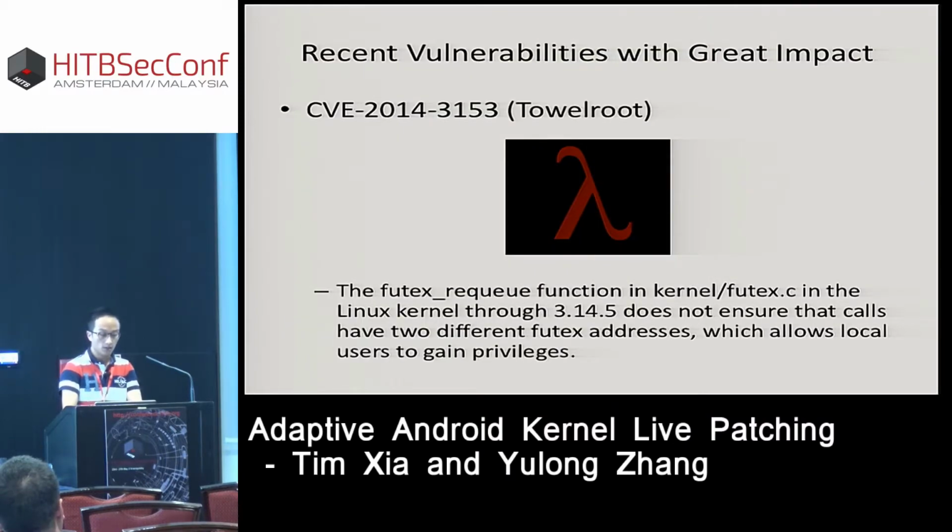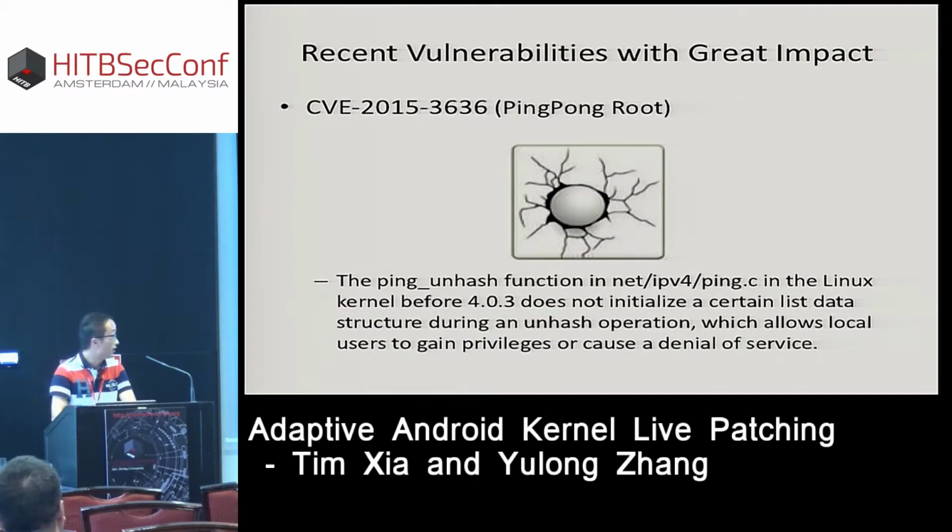To name a few, this one is quite famous. It's called Towelroot. It can root almost all Android devices at that time. This is due to the futex requeue function in the kernel not ensuring the calls have two different futex addresses. Another one is the Pimpin Root, which is also quite famous. It is due to the ping unhash function not initializing a certain list data structure during the unhash operation. So this can also lead to kernel privilege escalation.